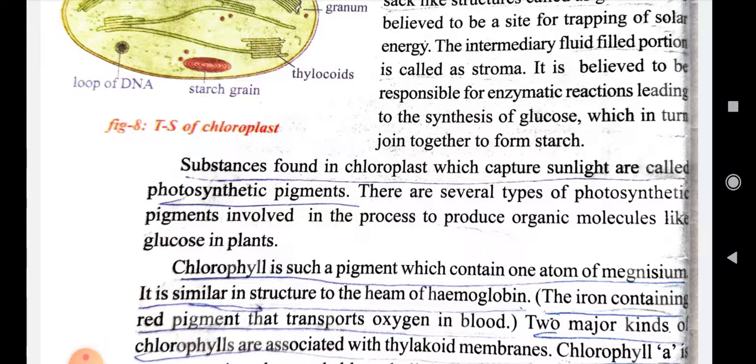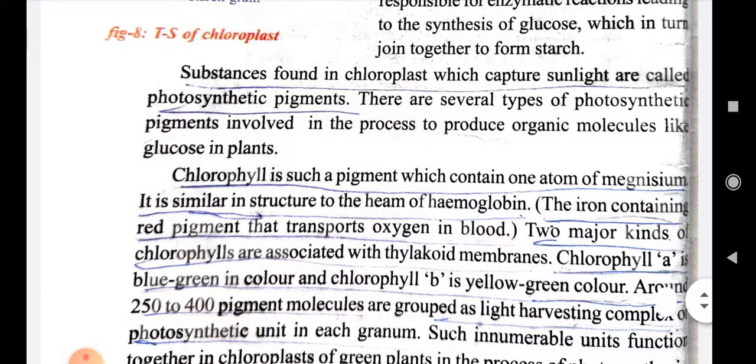Now if you learn about the photosynthetic pigment in detail, chlorophyll is a pigment which contains one atom of magnesium. So in the previous question also we saw that one atom of magnesium is present in chlorophyll. That is very helpful for the transportation. It is similar in structure to the heme of hemoglobin. If you observe the hemoglobin molecule, you will have one atom of iron, which is a red color pigment. Hemoglobin itself is a red pigment that helps in the transfer of oxygen in the blood.